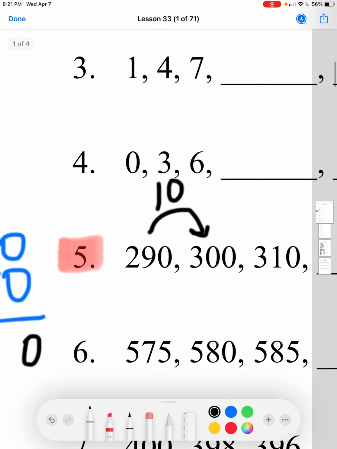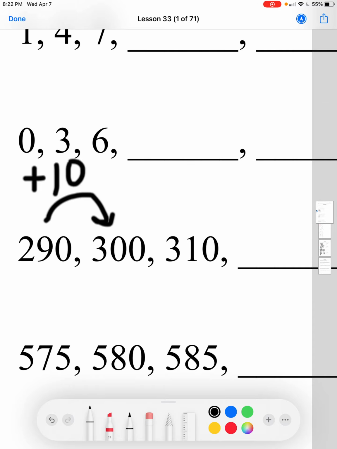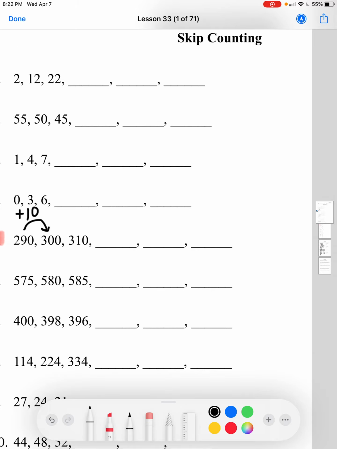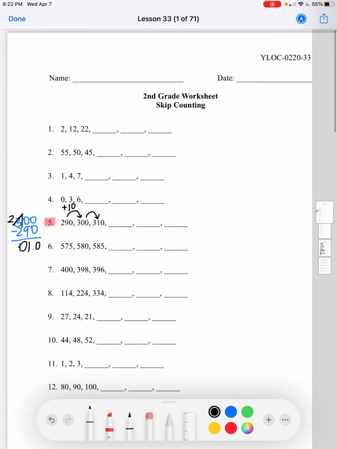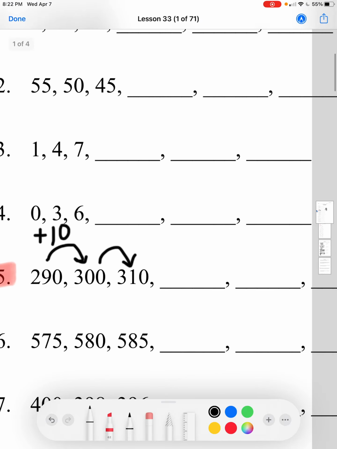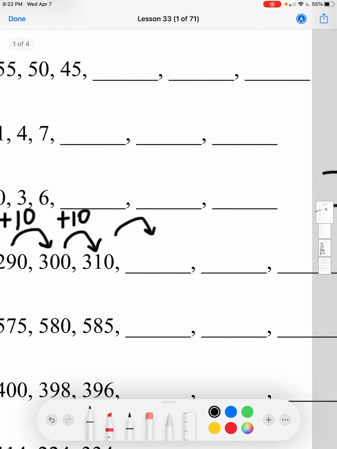And since we have a smaller number here, 290, when we get to a bigger number, we're going to add 10 to get to the next number. So we're adding to get to the next number because each number is bigger than the previous number. Let's see if that's the same thing for these 2 numbers as well. The pattern is the same. 310 minus 300, 0 minus 0, 1 minus 0, 3 minus 3 equals 0. So again, it's 10. And 310 is bigger than 300, so we're adding 10 to get to the next number. So now we know to get to each number, we're going to add 10 in this number sequence.